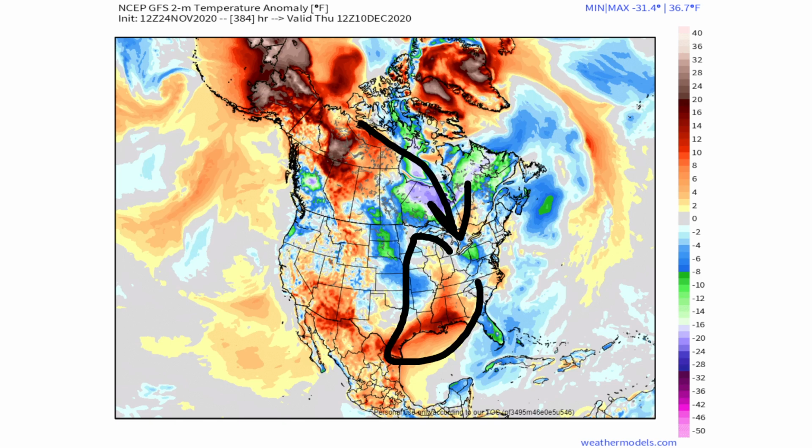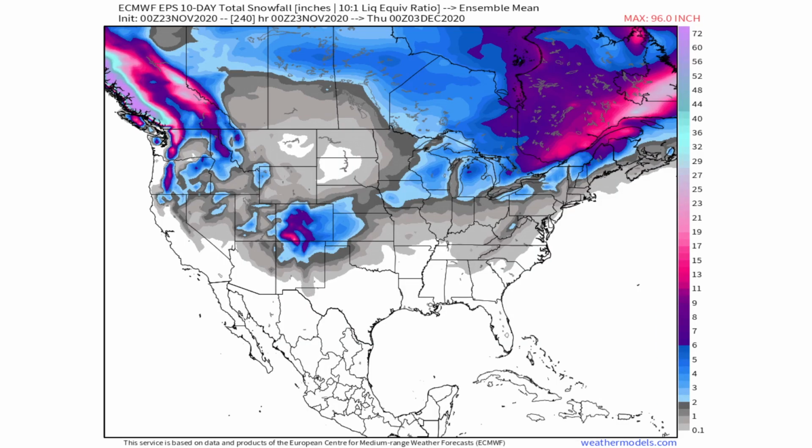Again, if there wasn't this system right here, the entire eastern United States would be cold. So that kind of demonstrates my point just a little bit. Now, here's something that I know a lot of you guys want to look at. This is the total snowfall for different time periods.